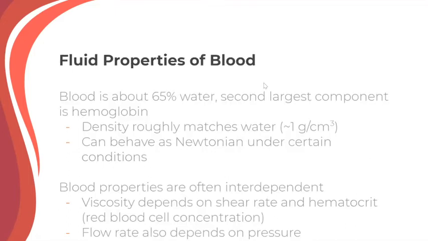In order to truly understand our analysis, we needed to know the fluid properties of blood. We found out that blood can behave as a Newtonian fluid under certain conditions and has a density that roughly matches water. Since blood properties are often interdependent, its viscosity depends on shear rate and hematocrit, also known as red blood cell concentration. Its flow rate also depends on pressure.